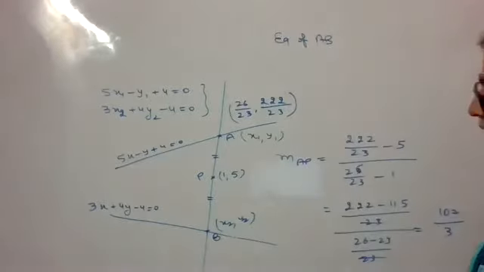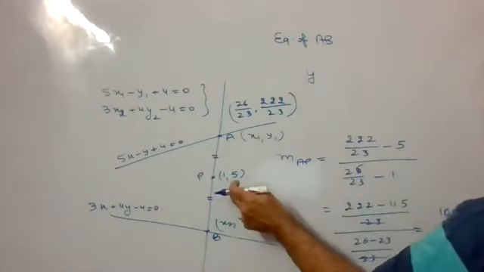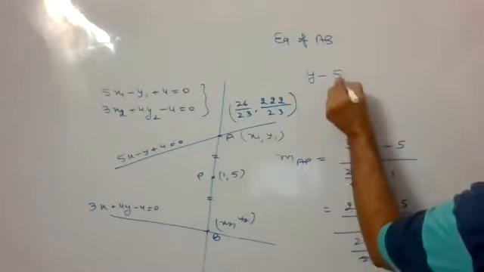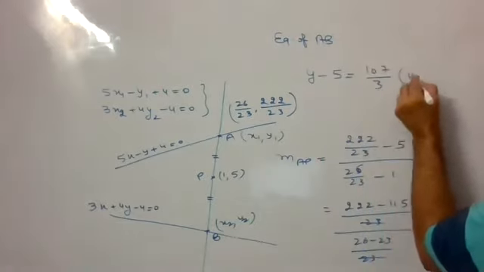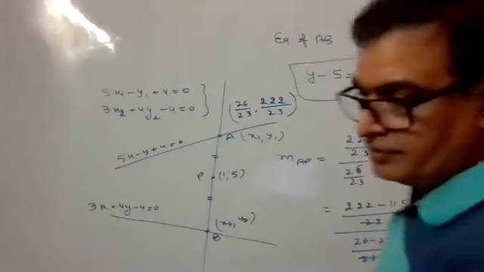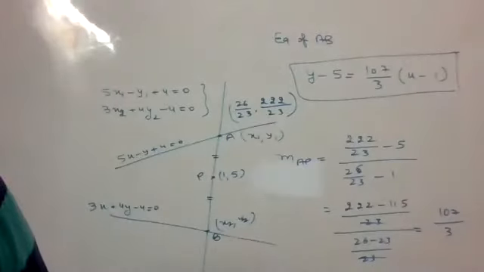What does the equation of line AB say? Y minus y1, I'll take this one. Not better, this is a complicated one. I'll take this. Y minus 5 is 107 by 3 times x minus 1. That's all. This is the equation we have. So not a difficult question, but only the calculation may be slightly difficult.